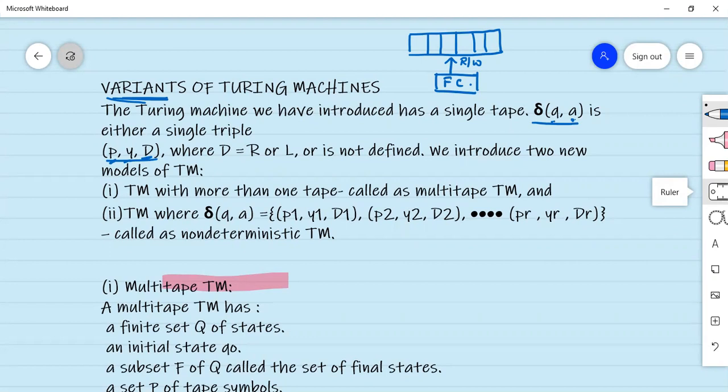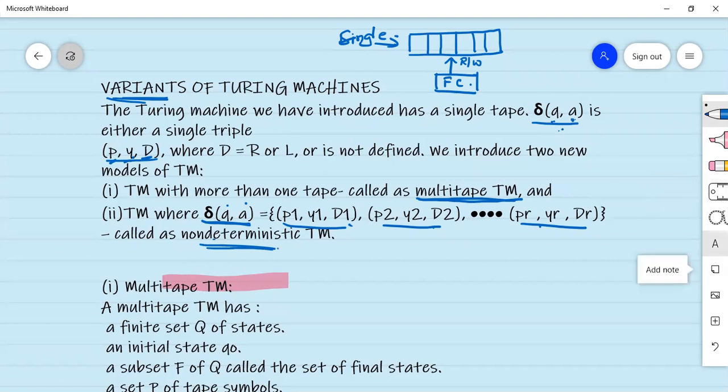So now we'll see two new models of Turing machines. One is where you have more than one tape. This is what we saw was a single tape so far. So if you have more than one tape, then we call it a multi-tape Turing machine. And also for this delta q comma a, here there was only one option. Instead of that, if you have multiple options, that means it is non-deterministic, isn't it? For same state and same symbol, if you make more than one move, then it is non-deterministic. So that's called a non-deterministic Turing machine. So let us explore one by one.